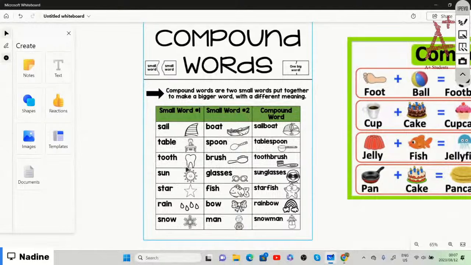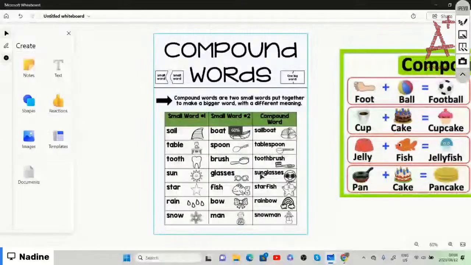So tooth is the one small word, plus brush is our other small word. If we put these two words together, tooth plus brush, we have a different meaning because now it becomes toothbrush. Our compound word now is toothbrush. It is a little small brush that we use to brush our teeth.